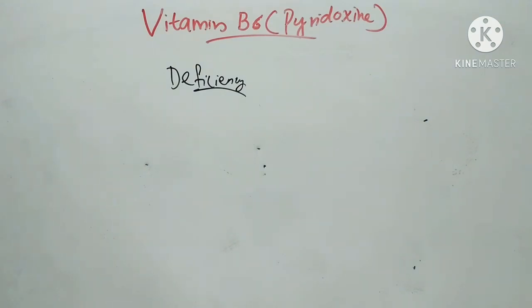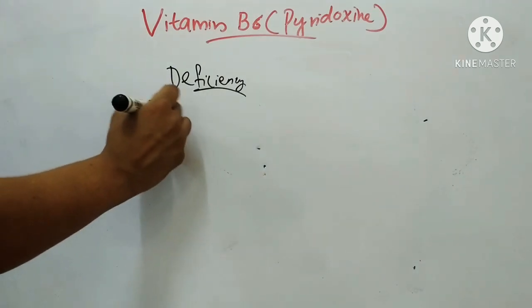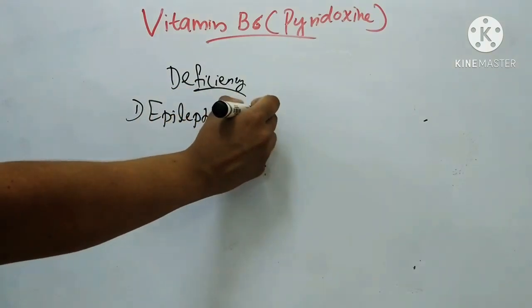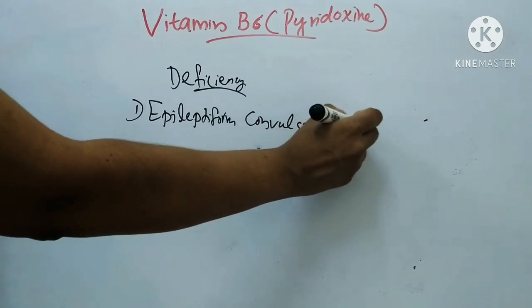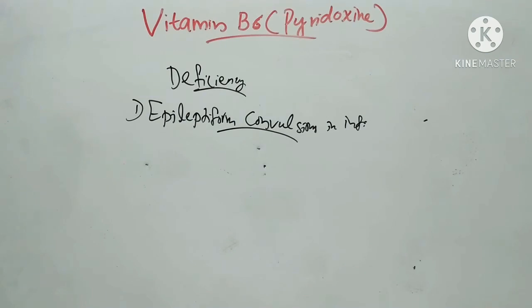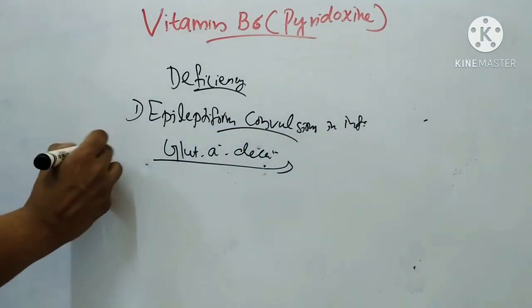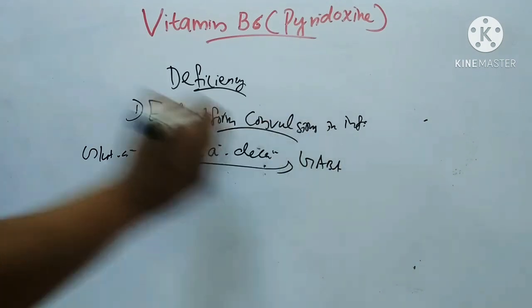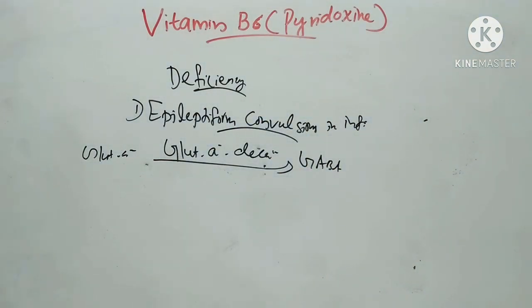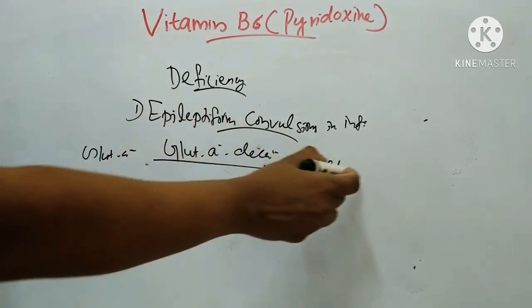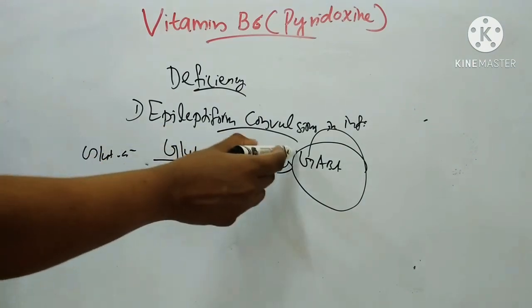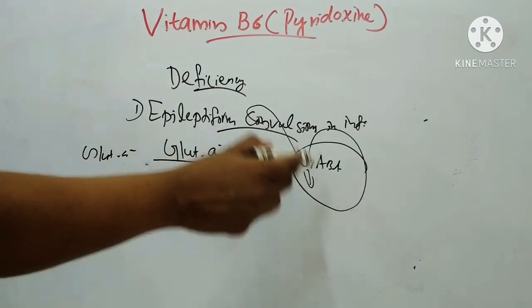Some clinical manifestations are attributed to vitamin B6 deficiency. First one is epileptiform convulsions in infants. This has been attributed to pyridoxine deficiency. It is related to lowered activity of glutamic acid decarboxylase, which converts glutamic acid to gamma aminobutyric acid, and for which pyridoxal phosphate acts as a coenzyme. As a result, there occurs lowering of gamma aminobutyric acid in the brain, which causes this convulsion.